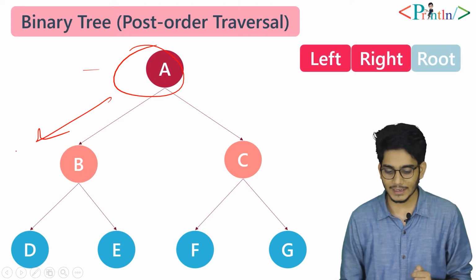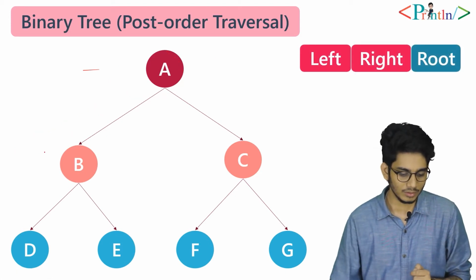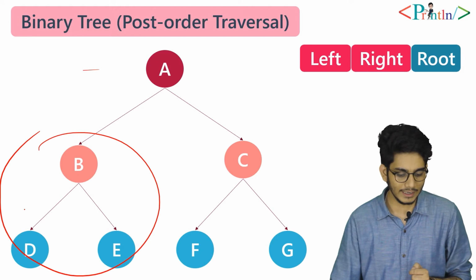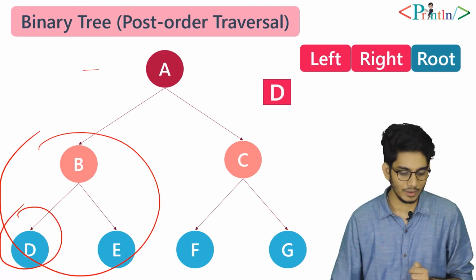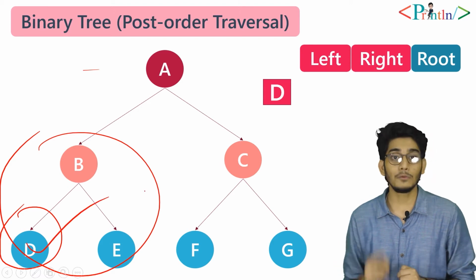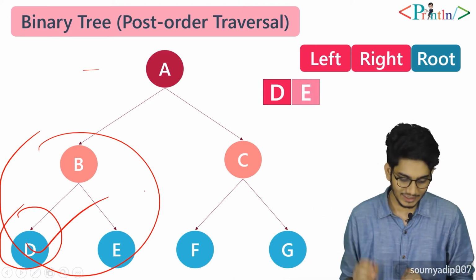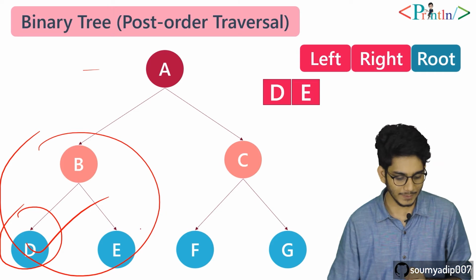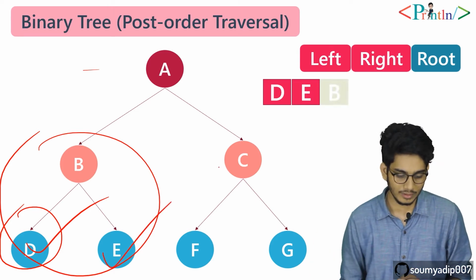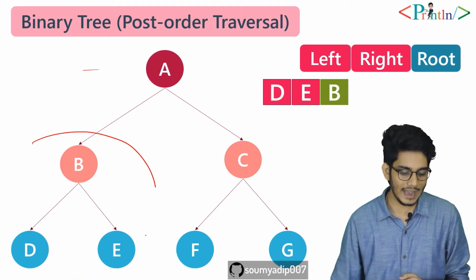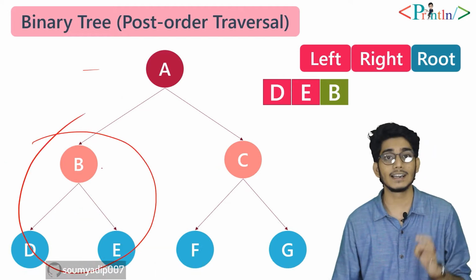So left, right, root. We'll go here, then we'll go to the left of B. So we'll print D. Now left is done. Now we have to go for the right. So E is also done. We have printed the right value. Now we'll print the root, that is B. So we have successfully accessed our left subtree.